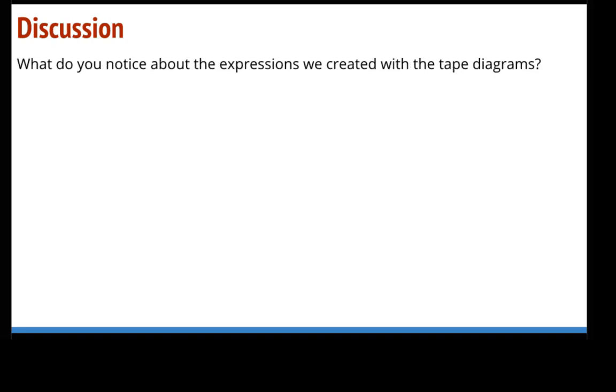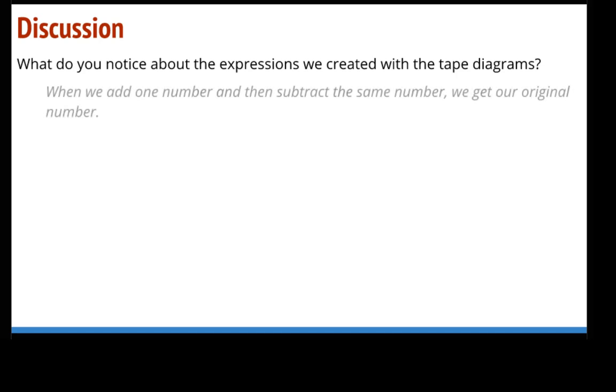So here's a question. Looking at this generally, we've looked at a couple of specific examples now. Let's take a step back and ask ourselves, what do we notice in general? Well, when we add one number and we subtract the same number, we get our original number. Now we need to be asking ourselves, does this work every time? And how could we prove that it works every time? That's something we'll come back to a little bit later.